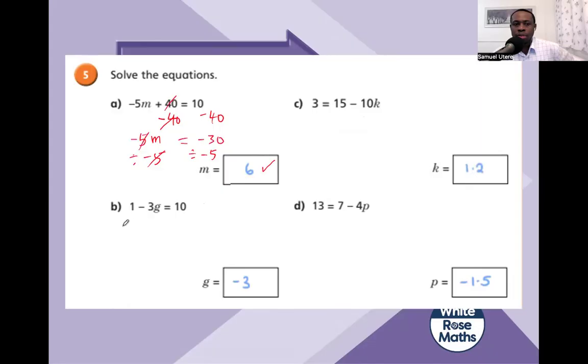Okay? So I'll talk about the other ones really quickly. So here you subtract 1 from both sides and you divide both sides by negative 3. So I'm just going to be talking about the steps and then you can check the answers later just to confirm what you've learned. Here, you subtract 15 from both sides.